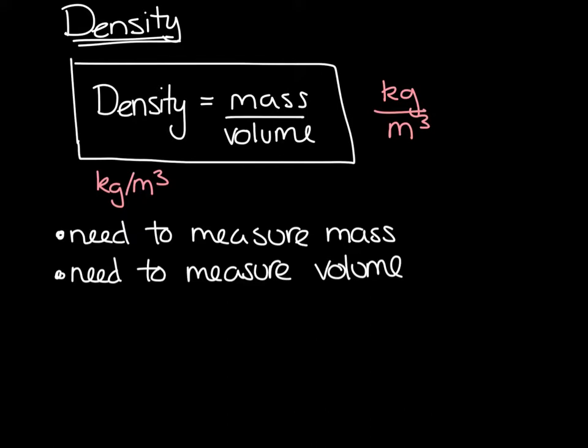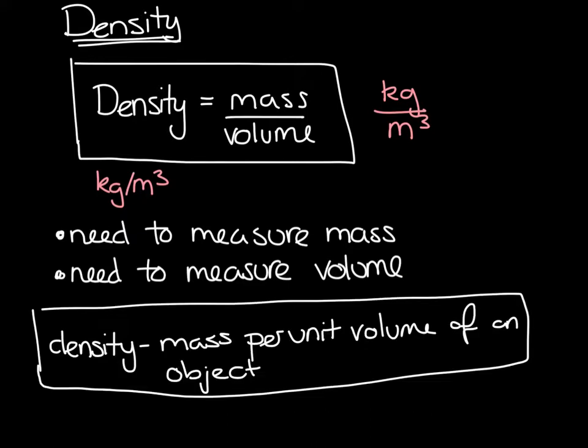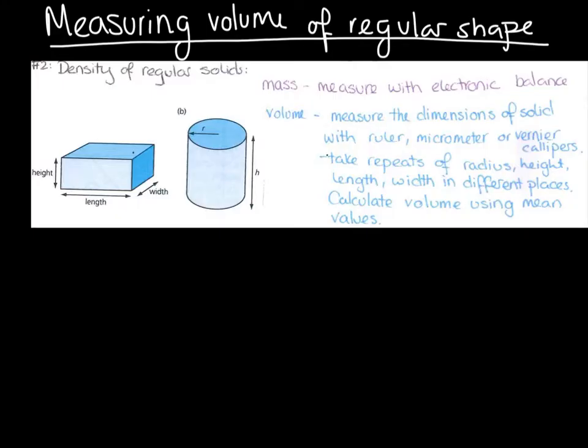In order to measure the density of an object, we need to measure two things. We need to measure its mass and we need to measure its volume. And if we want a definition of density, we can say that the density is the mass per unit volume of an object. So let's have a look at how we would measure the density of different types of objects in the lab.